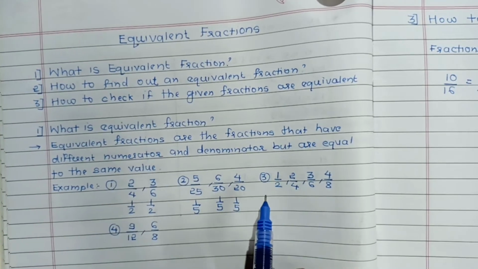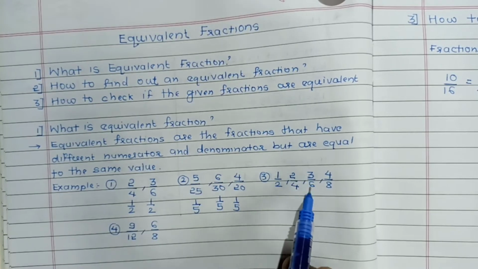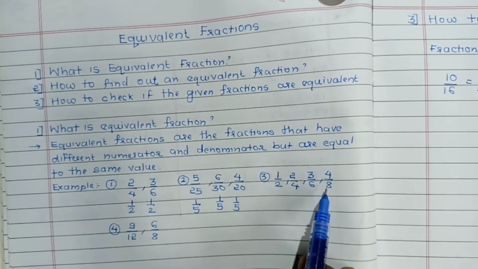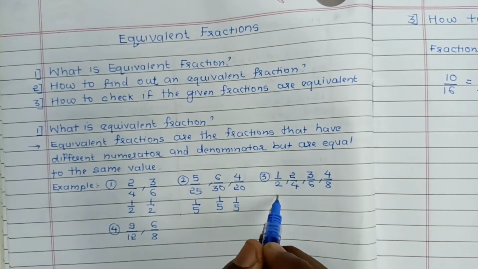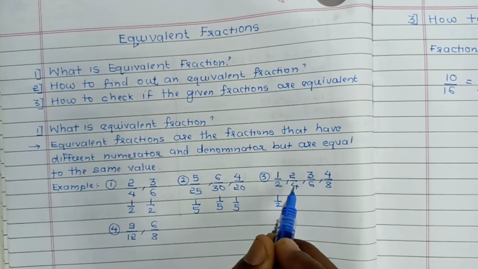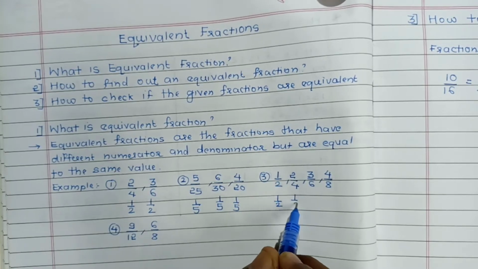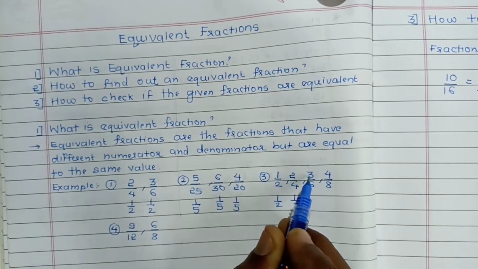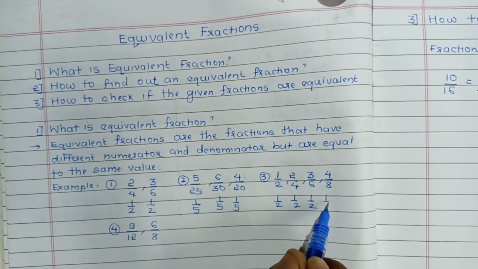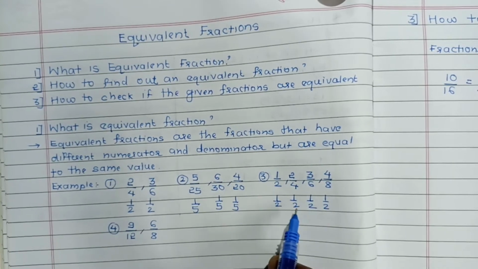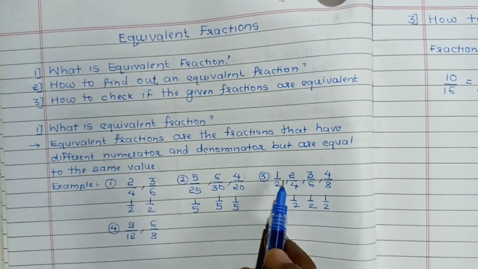Let us see the third one: 1 upon 2, 2 upon 4, 3 upon 6, and 4 upon 8. All are equivalent fractions. Here also the numerators and denominators are different, but they are equal to the same value. 1 upon 2 is as it is. If we simplify the second fraction, 2 2s are 4, so you get 1 upon 2. For the third, 3 2s are 6, giving 1 upon 2. For the fourth, 4 2s are 8, giving 1 upon 2. Everywhere we get the same fraction, 1 upon 2. So all these fractions are equivalent fractions.